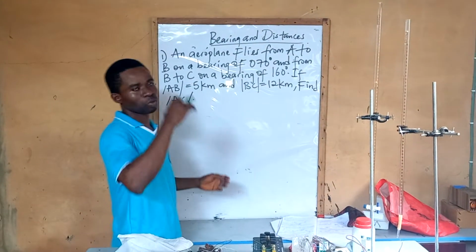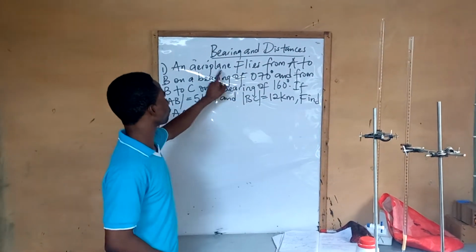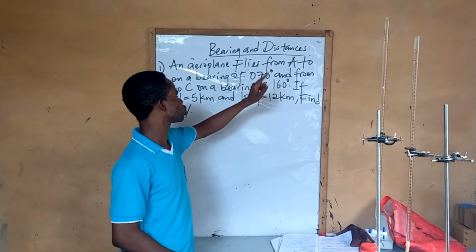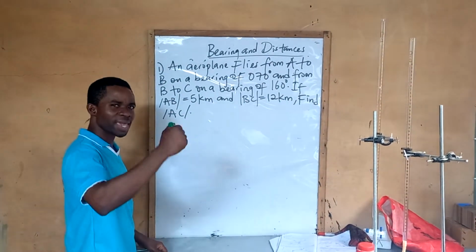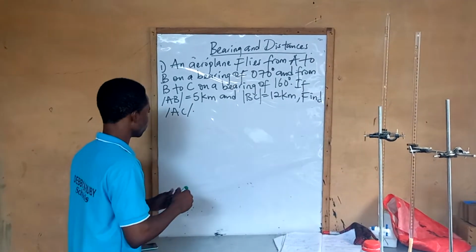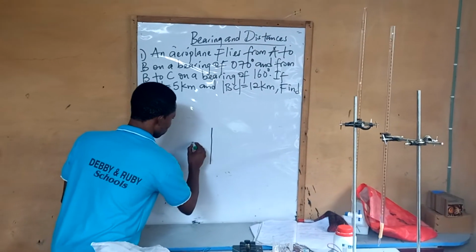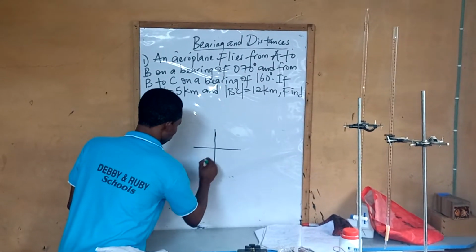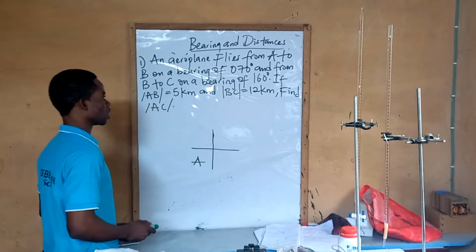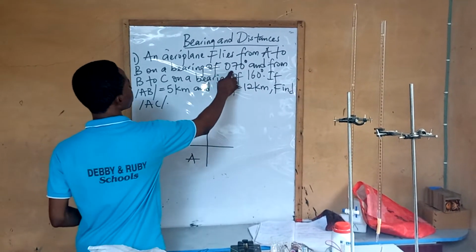Now let's take a look at this together. It says an aeroplane flies from A to B. From A, we should take note of "from A". That means our starting point is A. Centralize your hand in the middle of your book. This is our A. From A to B on a bearing of 070 degrees.